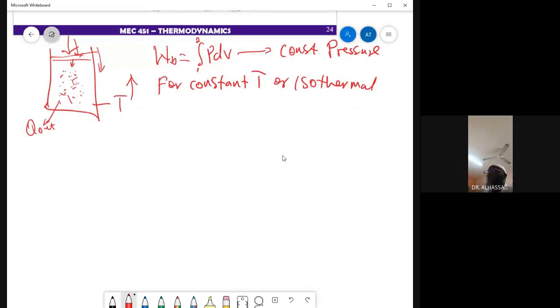Immediately, you have to tell that the boundary work for isothermal is given by P1 V1 log of V2 divided by what? V1. You understand? So this is very important. If you don't take time and then you go and write W equals to P dV, P dV is only associated with a constant pressure process. You understand me? And here we are only told that the temperature of the fluid remains constant. So for a constant temperature process, the boundary work is given by this.